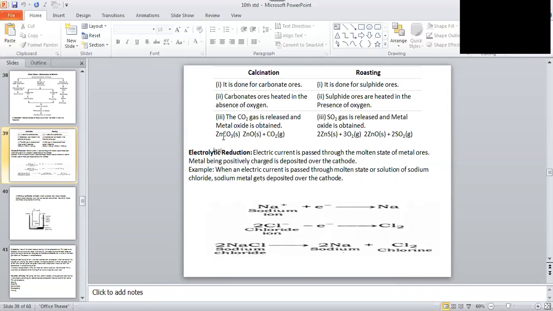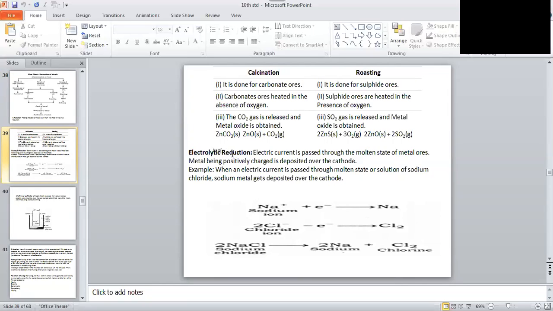For calcination, one example is zinc carbonate. On heating it gives zinc oxide and carbon dioxide. Example of roasting: zinc sulfide when heated in the presence of oxygen gives zinc oxide and sulfur dioxide. So these points differentiate the two processes, calcination and roasting.